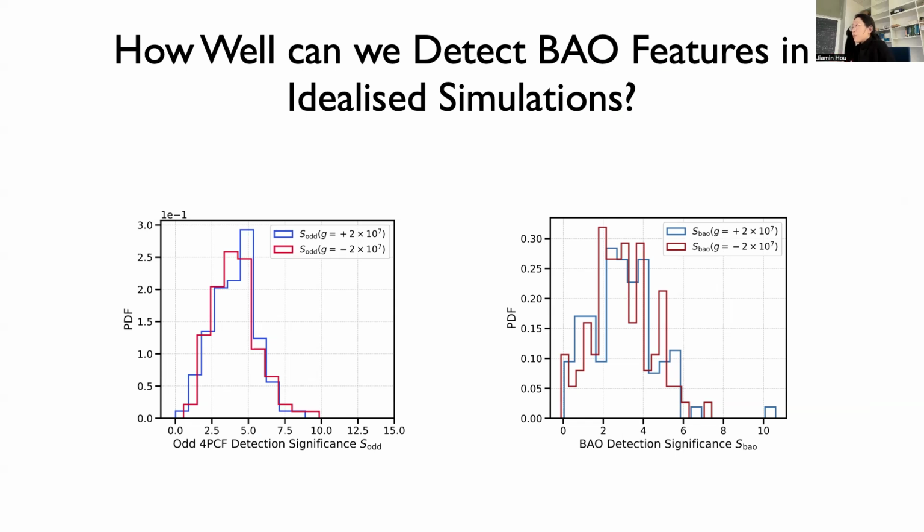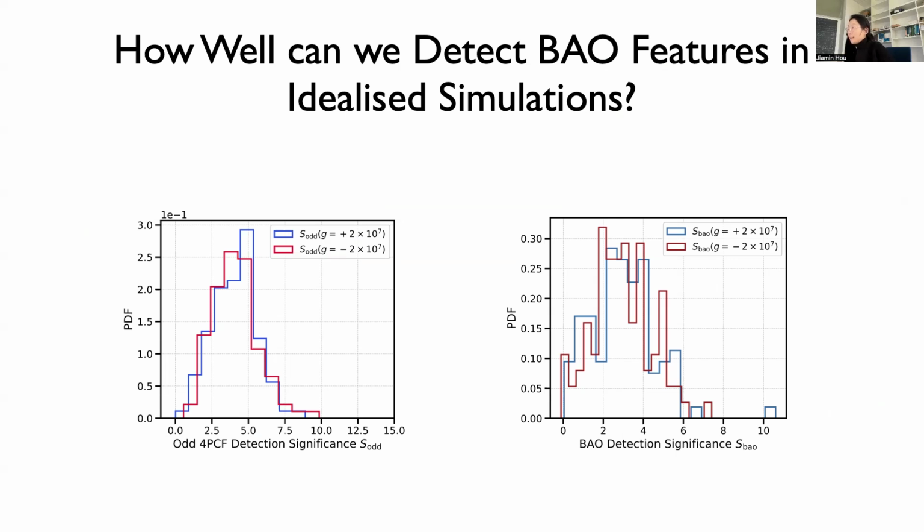Therefore, we should also interpret the significance in this plot slightly differently. Instead of just saying there's the BAO significance, I will rephrase it as the significance in rejecting the absence of BAO in the presence of an odd 4-point function. So in case you find anything that is against intuition, here's why.